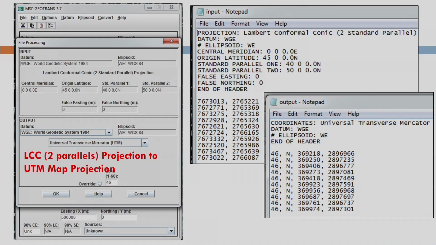Fine. So what is the process going on at the back end? You see, from the LCC it is first converted to the geodetic coordinate system, and then from the geodetic coordinate system it is converted to the UTM map projection. So let us see what my input is.